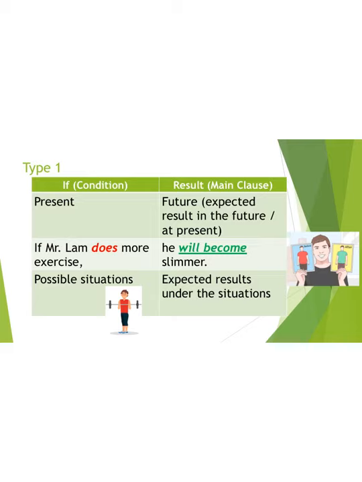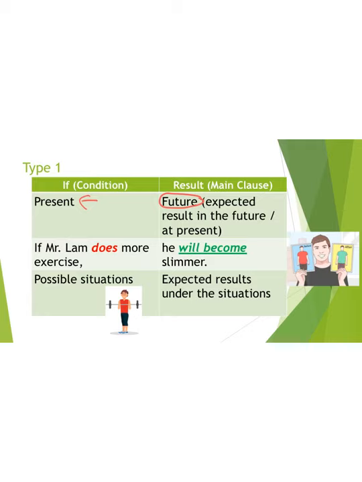Now let's look at conditional type 1. For this type of conditional sentences, we still use present tense for the if condition, but this time we use future tense for the main clause. Because for conditional type 1, we use this type of conditional sentences to talk about possible situations, and under these situations, what the expected results are.